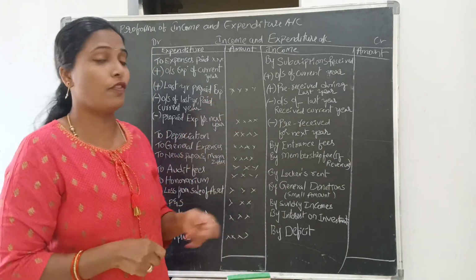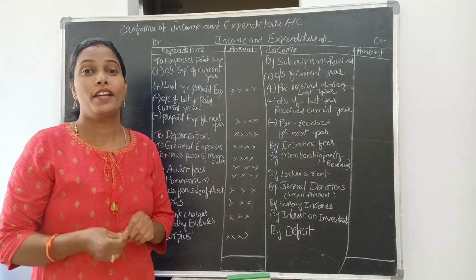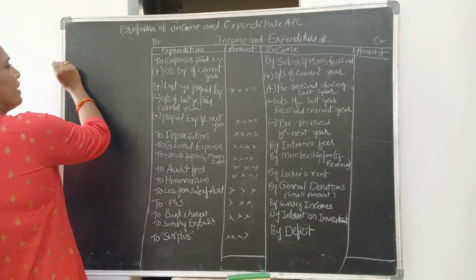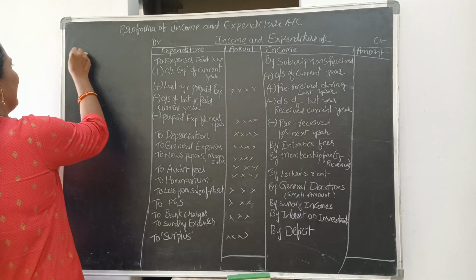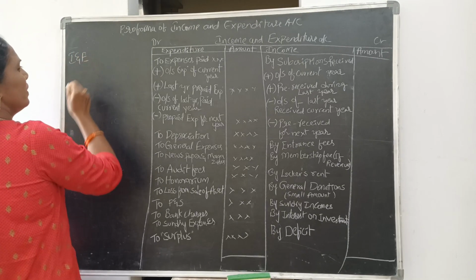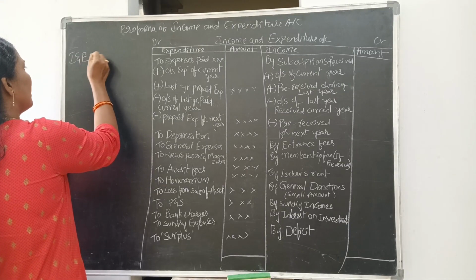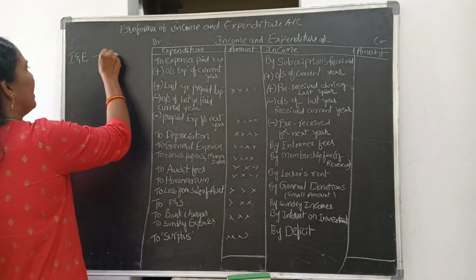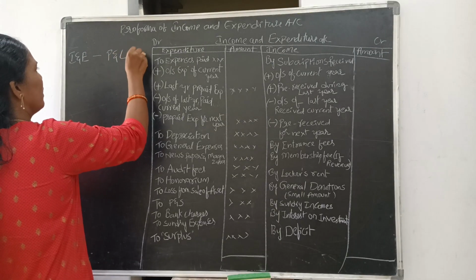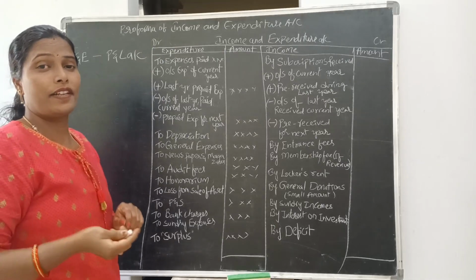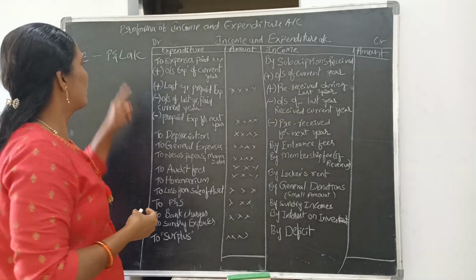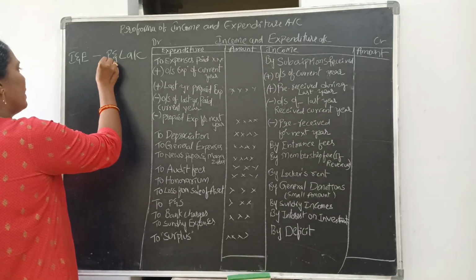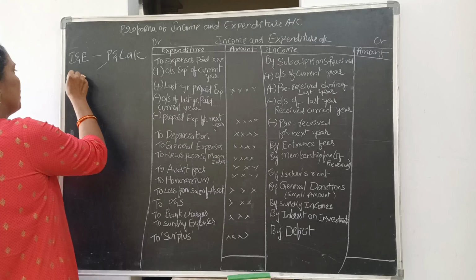Before going to explain the format, the pro forma, you need to remember a few things. First, the income and expenditure account is just like a profit and loss account. You have learned the profit and loss account in first year. What is the nature of the profit and loss account? It is a nominal account.